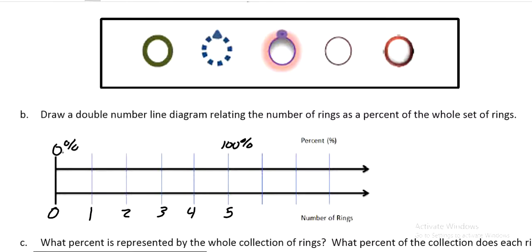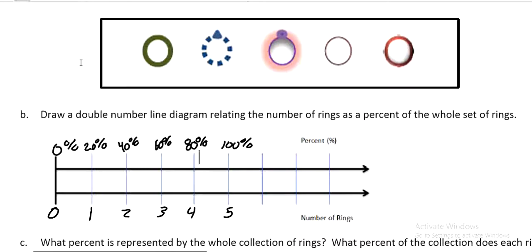And we broke this up into 5 intervals, right? 1, 2, 3, 4, 5. That means 100% gets divided by 5 so that we can see that each ring, or maybe I should say each interval there, is worth 20%. So we skip count by 20s. There we go.